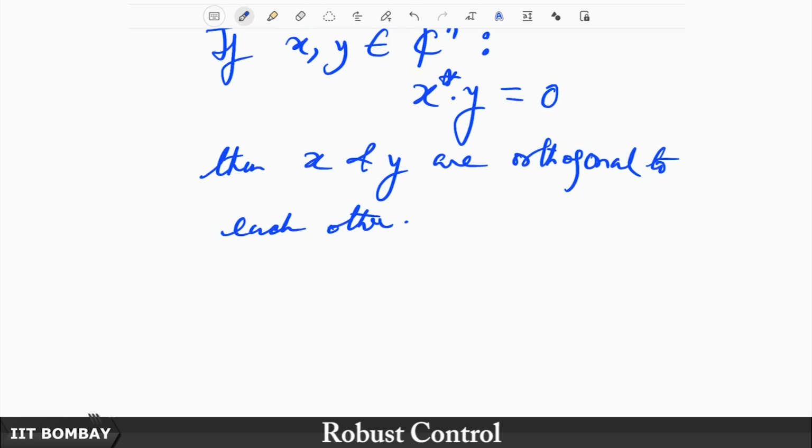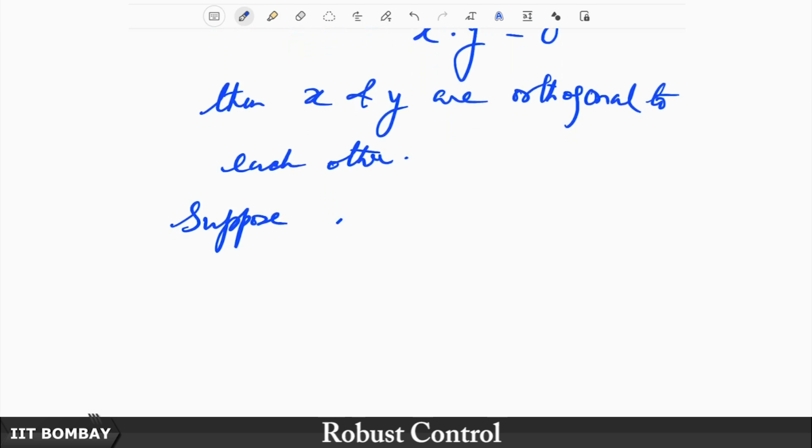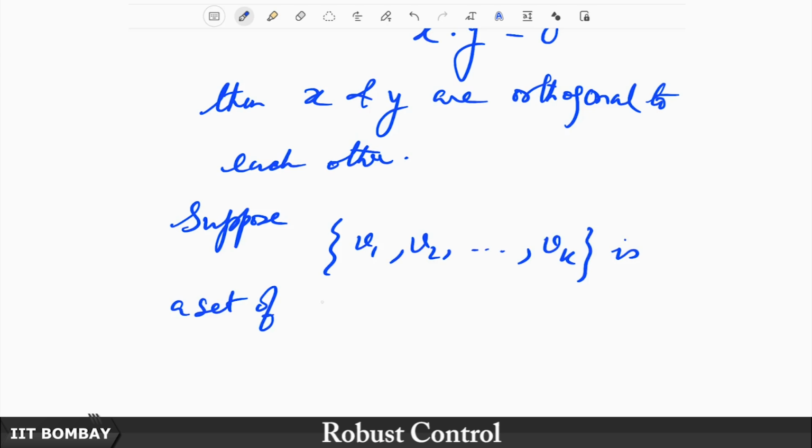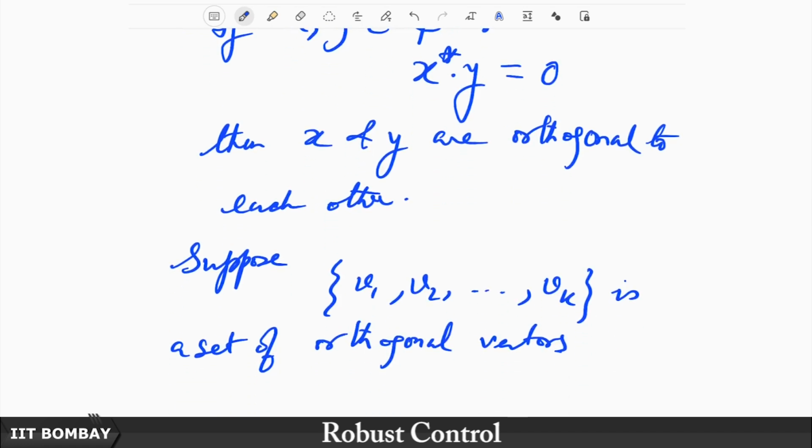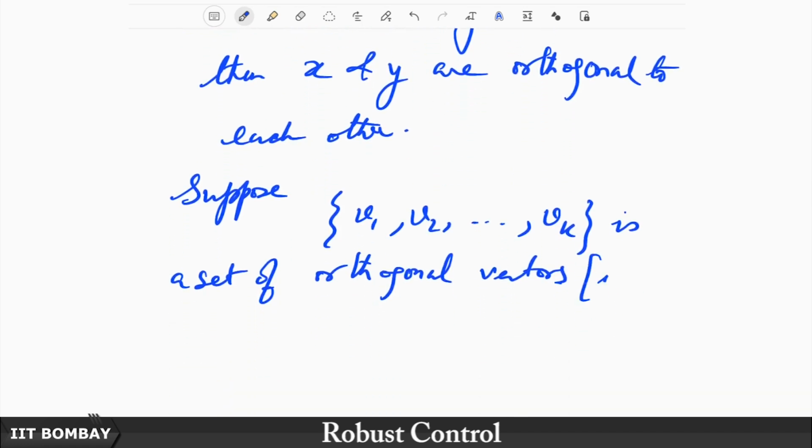So, if we have a bunch of orthogonal vectors and further suppose v1, v2 dot dot dot till vk is a set of orthogonal vectors. What I mean by that is, you take the inner product or this dot product of any two fellows in this set and it is always going to be 0. That is, vi star vj is equal to 0 for all i not equal to j.